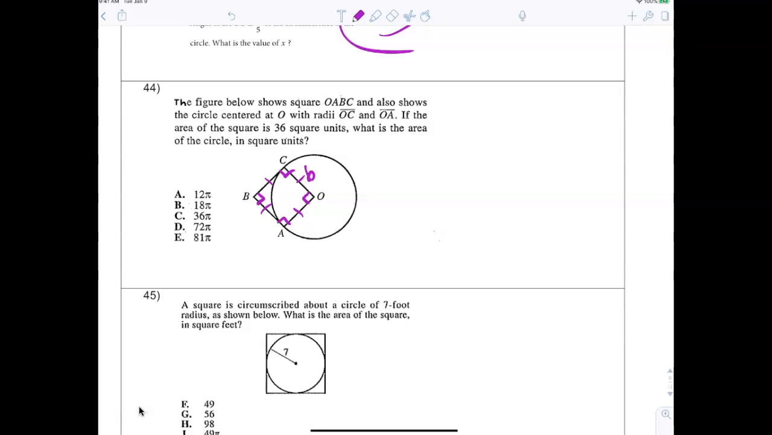What's the area of a square? What's the area of this square? So the side length has to be 6, because 6 times 6 is 36. You good now? All right, that's important. So everybody, you happy with that now? All right, so now we just have to answer the question, what is the area of the circle? 36 pi, because the formula is pi r squared.